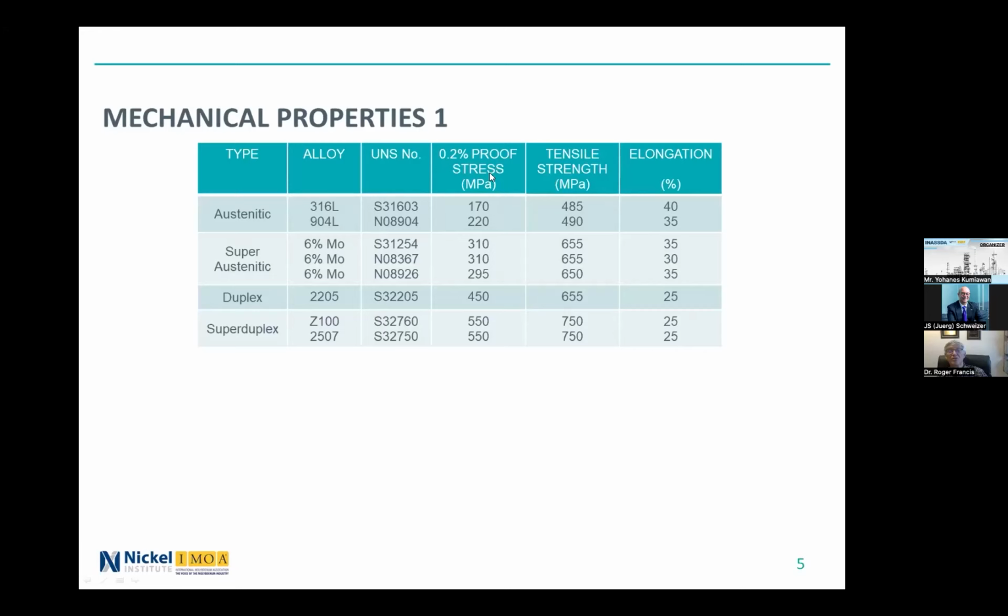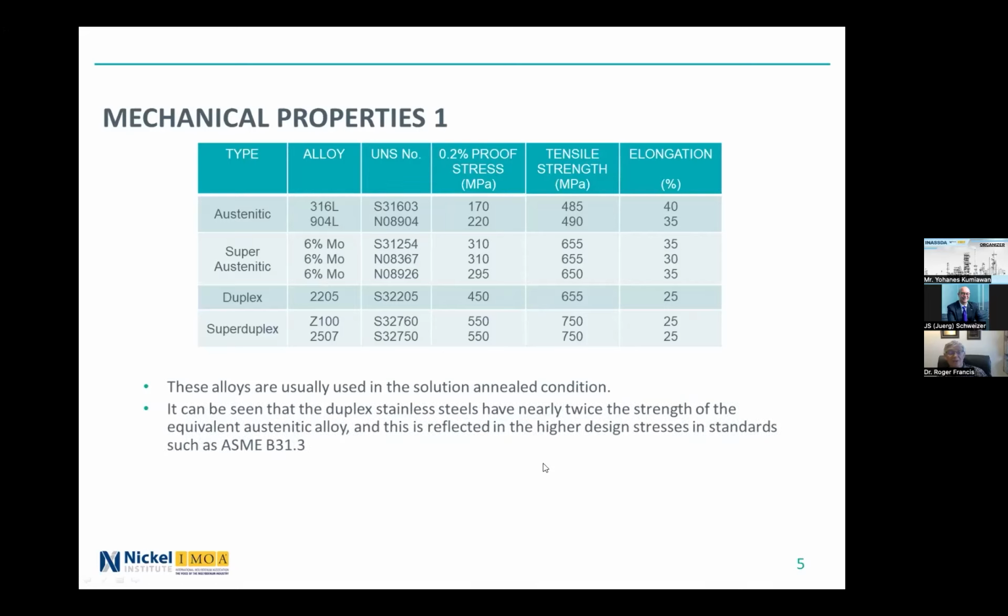austenitic alloys. And usually it's the 0.2% proof stress that's important. Duplex, standard duplex stainless steel, you can see that it's about twice the strength of 904L, about 3 times the strength of 316L. And the super duplex alloys are even stronger. So these alloys, all these stainless steels, are usually used in the solution anneal condition. And it can be seen because of this high strength of the duplex stainless steels.